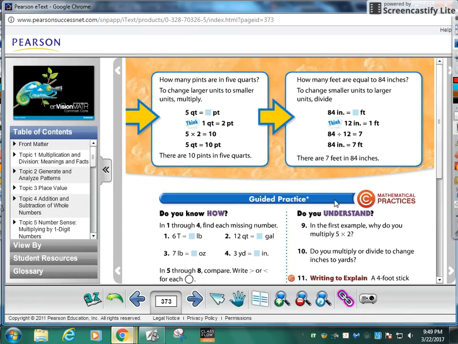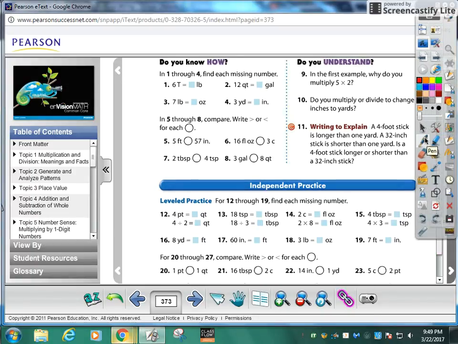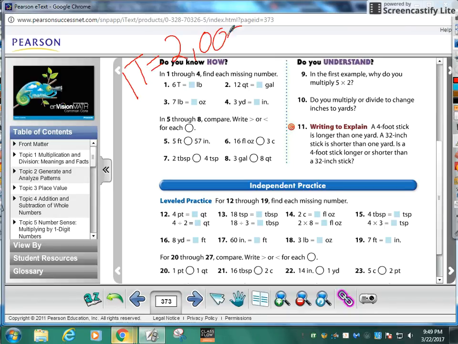All right, we're going to start at number 1. I'm going to show you some examples. So, number 1, it goes from 6 tons to how many pounds? If you know that 1 ton equals 2,000 pounds, what are you going to do? You have 6 tons. You're going from a bigger unit of measurement to a smaller, so you're going to multiply. You're going to multiply 2,000 times 6, and you get 12,000 pounds. Okay, that's pretty heavy.